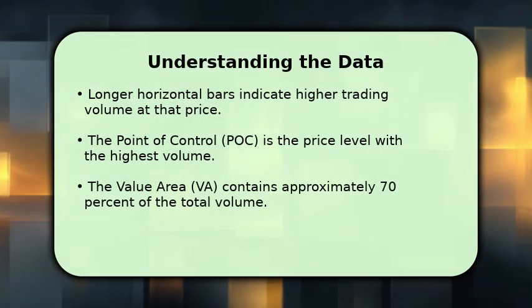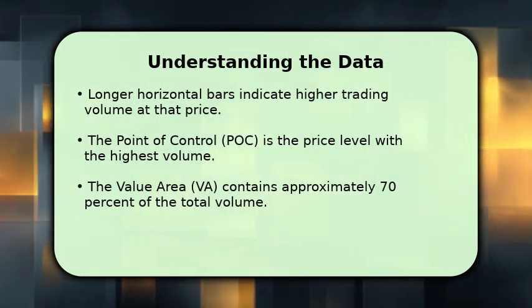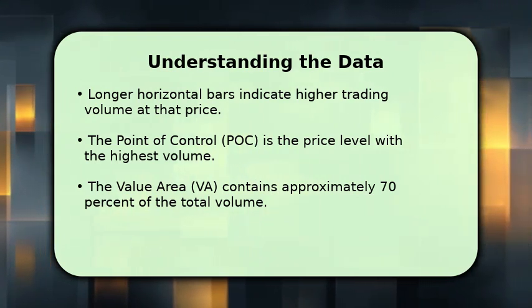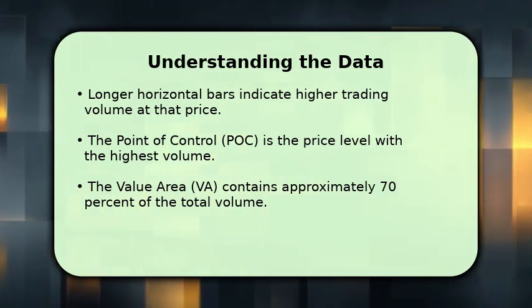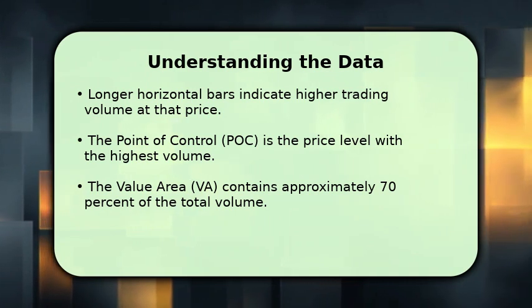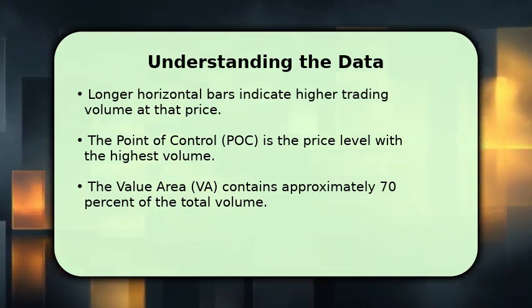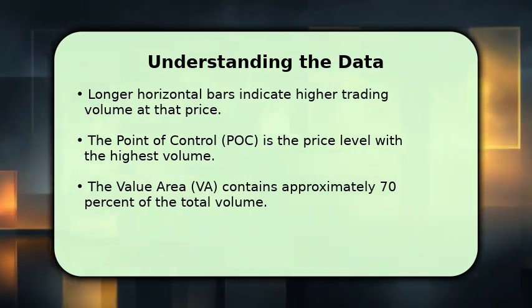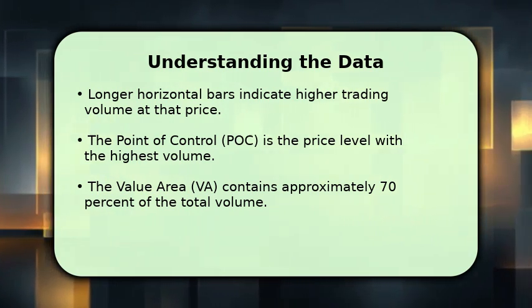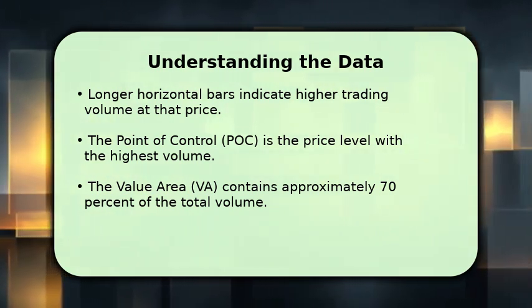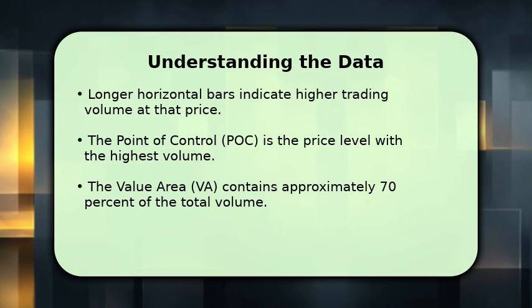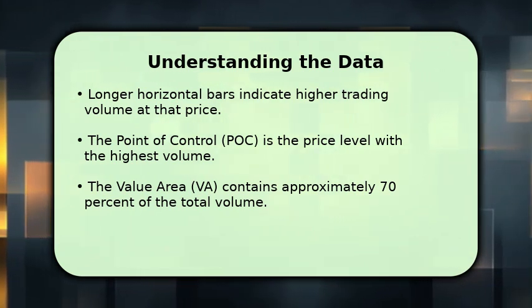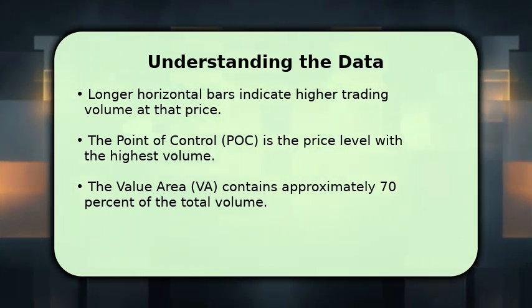Once activated, you'll see horizontal bars on the left side of your chart. Longer bars signify more trading volume at those specific price levels. The point of control, or POC, is the single price level with the most volume. The value area, or VA, represents the price range where roughly 70% of the day's volume occurred.